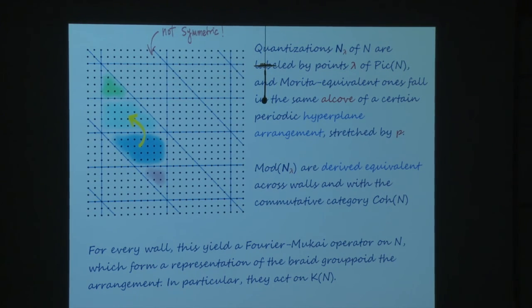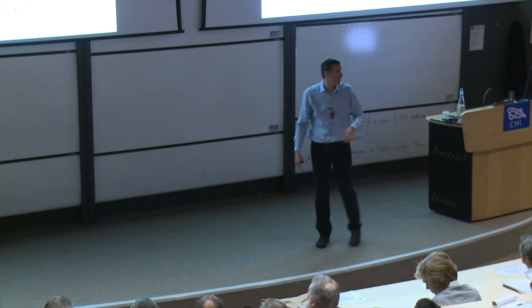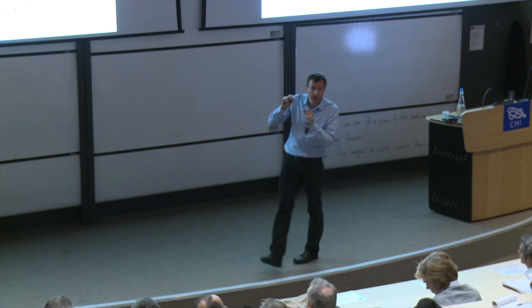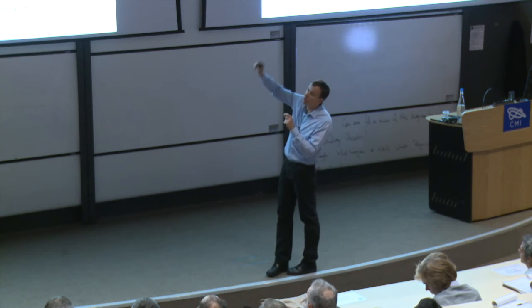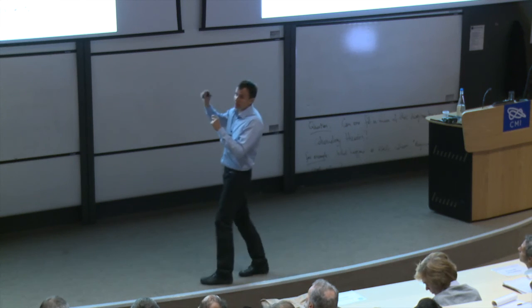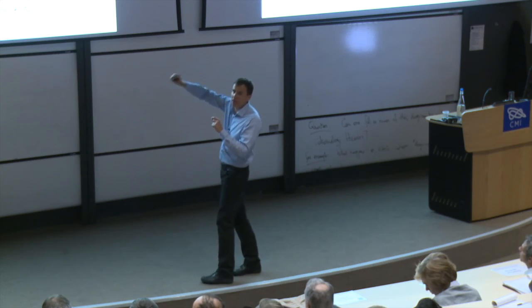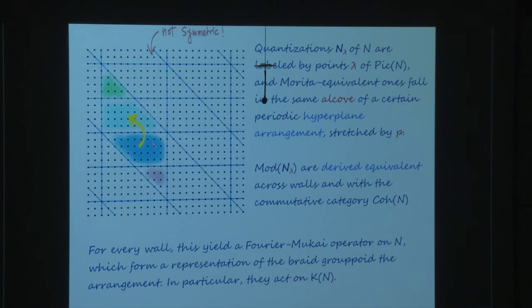And so I get a representation that the K theories of all these guys can be identified by the K theory of my original manifold N. So I get a representation of a braid groupoid, if you want. It means that for every crossing of every wall, I get a map, and of course this has the property that if I go around a loop, I get an identity map. So I get a representation of the braid groupoid.